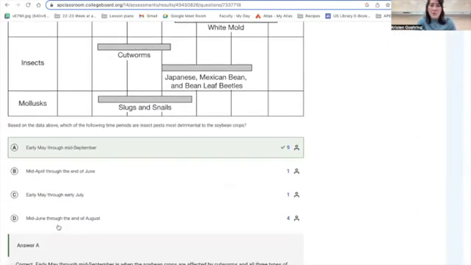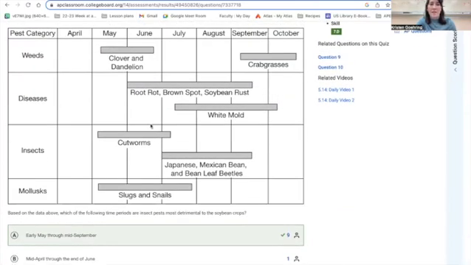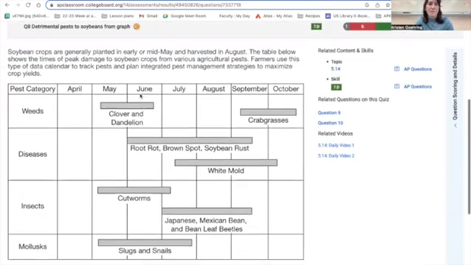If we're looking at mid-June through the end of August, we're cutting off that beginning part of the cutworms. If you're looking at when most pests are affecting, then mid-June would make sense because you're including more things starting there. But we only care for this question about the insects. So read your questions carefully as you're answering these.